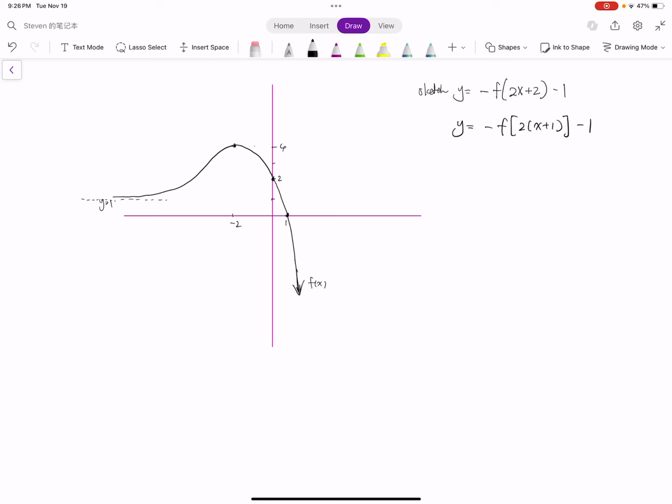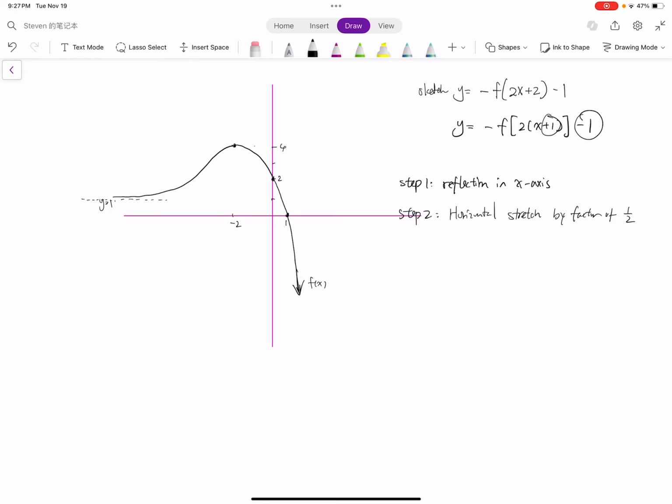So is there any reflection? Yes, right? There is a reflection. So step 1 is reflection, up and down reflection in the x-axis. And then step 2 is we have stretching here, and that's in the bracket, so that's the horizontal stretch by a factor of 1/2.